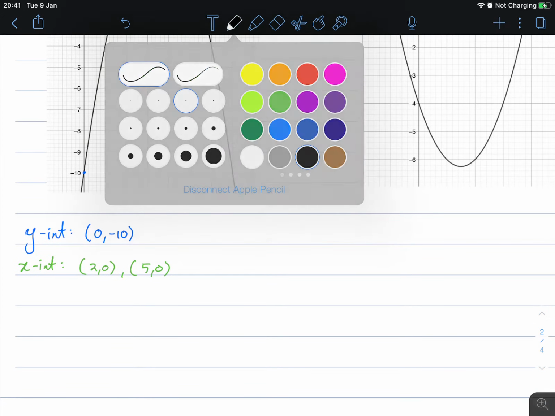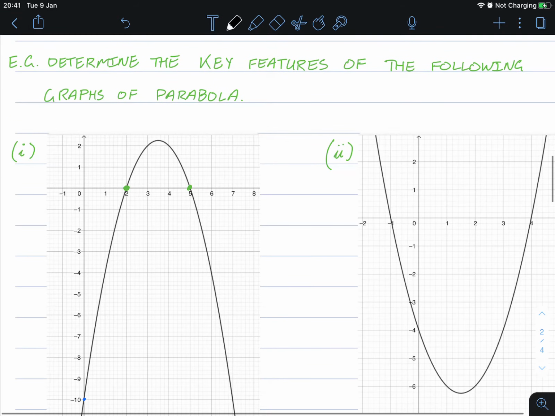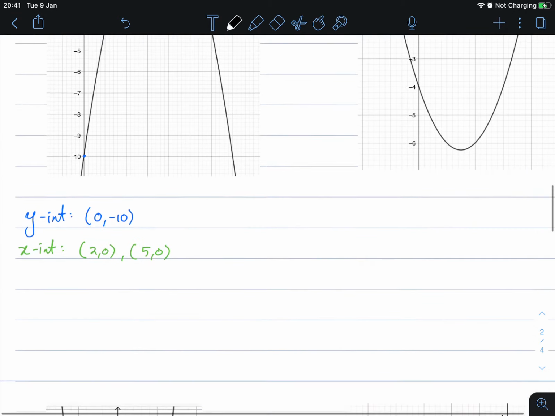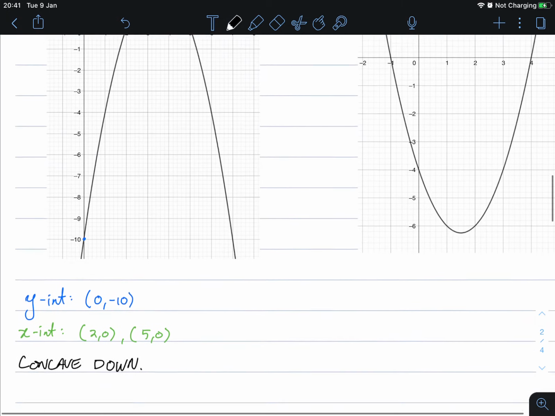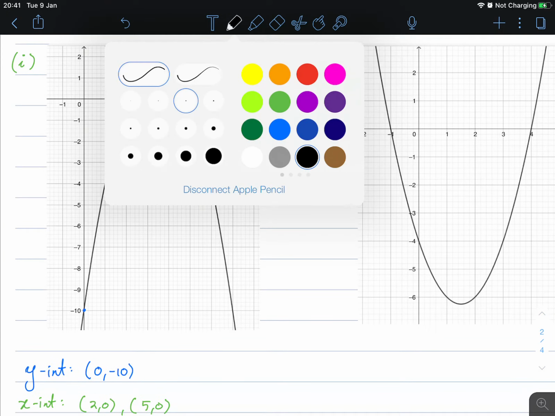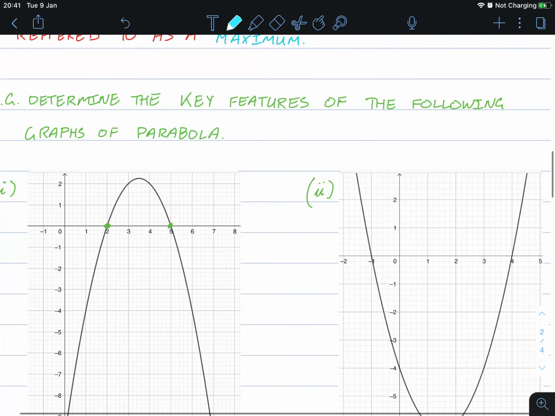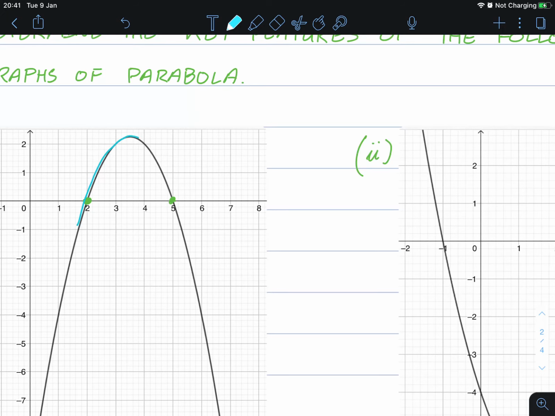Let's now do the concavity of this. Well, it's very obvious because it's going downward, it's frowny. We can say this is concave down. Its vertex, more specifically, its maximum. Its maximum is at the coordinates.